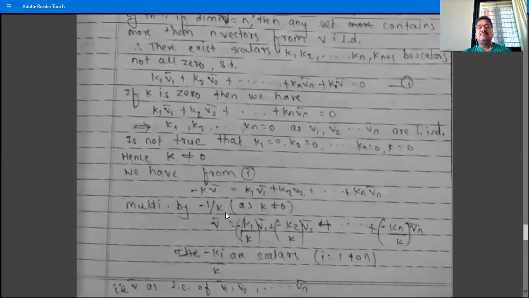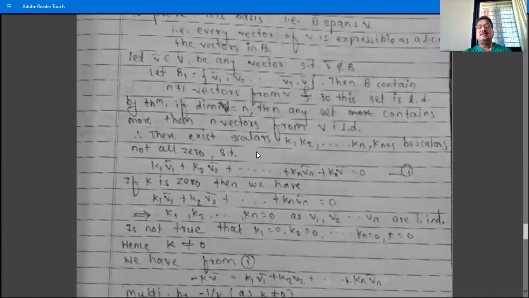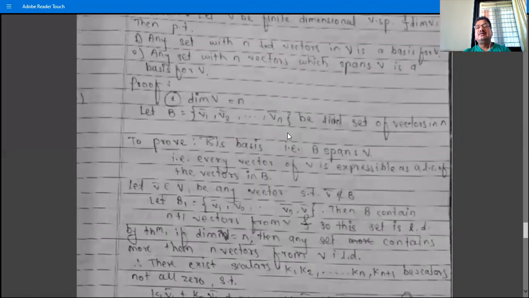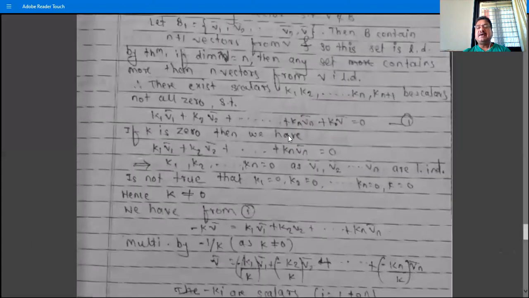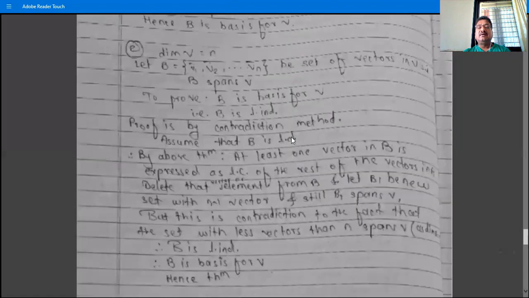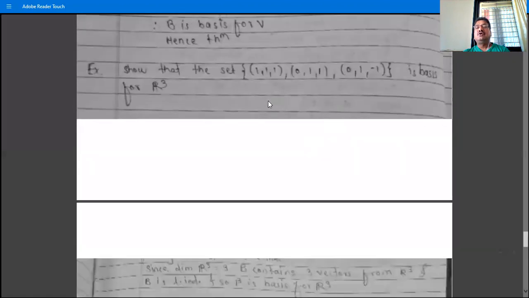This theorem suggests that if the dimension of V is n, and a set contains n vectors, then in order to show that the set is a basis for the vector space V, you have to show just one of the two conditions: either show that the set spans V, or show that the set is linearly independent.